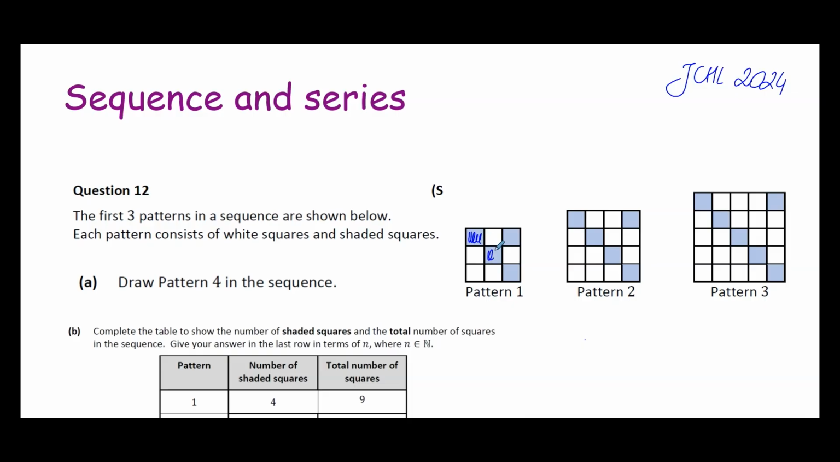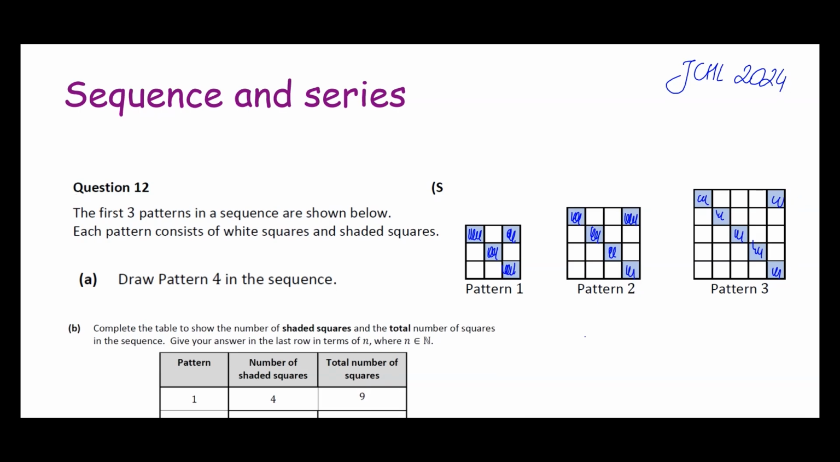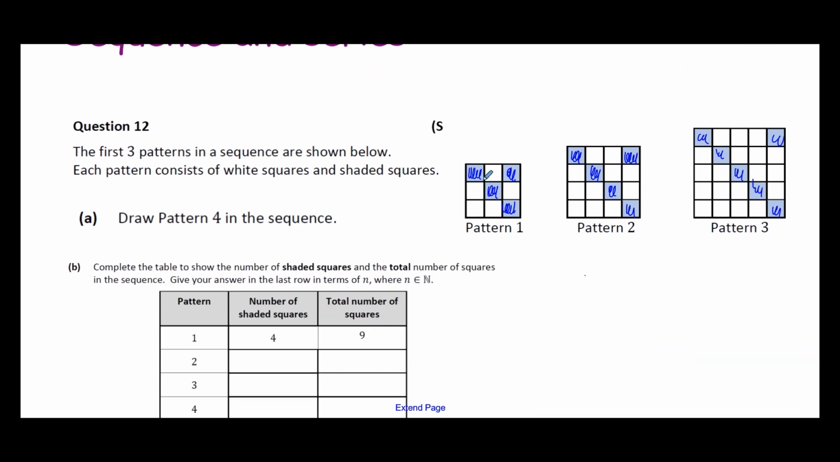So we can see those are the shaded, and then we have the white one. Next, we have to draw pattern 4. Let's observe how the pattern changes. I have 3 and 1, then 4 and 1, then 1, 2, 3, 4, 5 and 1. So in the next pattern, I'm going to have one more here: 1, 2, 3, 4, 5, and then 1. And we complete that.